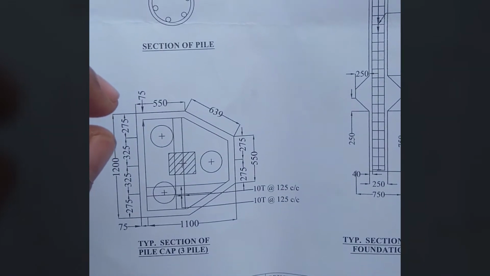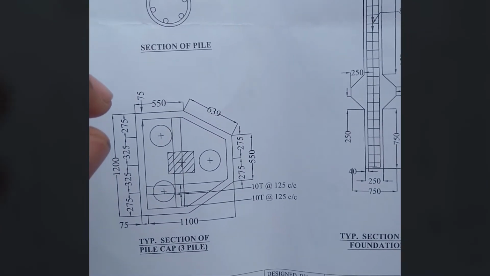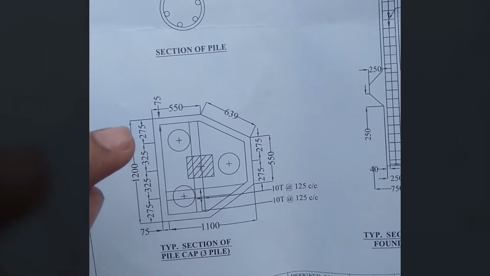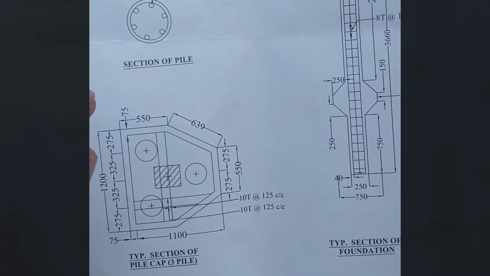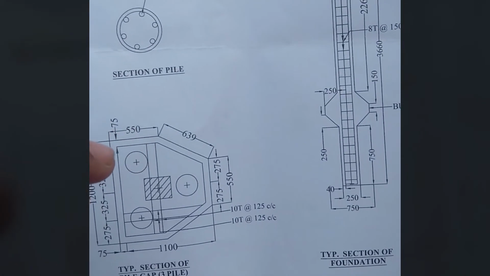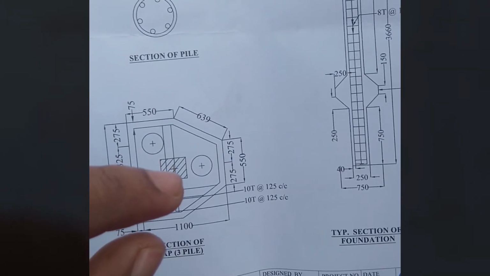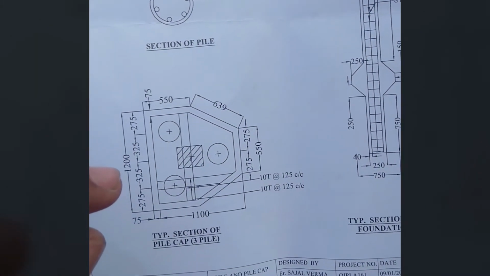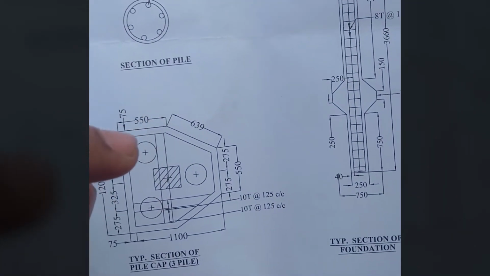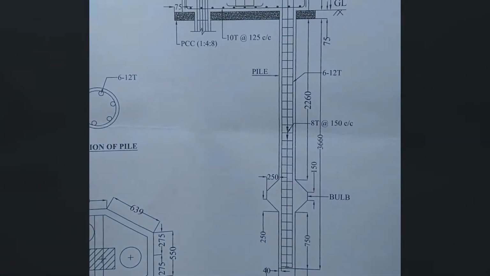Now this distance 275 is the distance between the end of the pile cap and the center of this pile. The next distance 325 is the distance between the center of this pile to the center of this column. Similarly, the next distance 325 is the distance between the center of this column to the center of this pile. So like this we have 3 piles here.